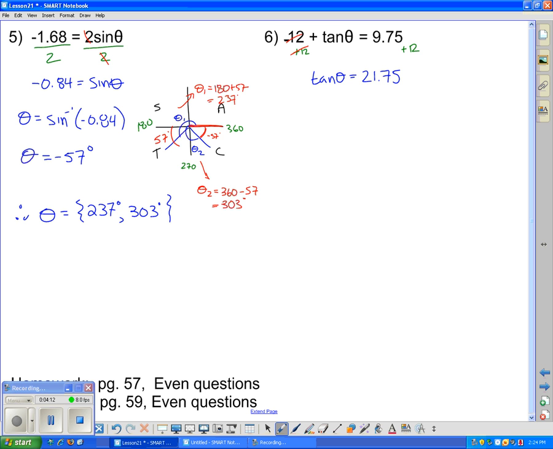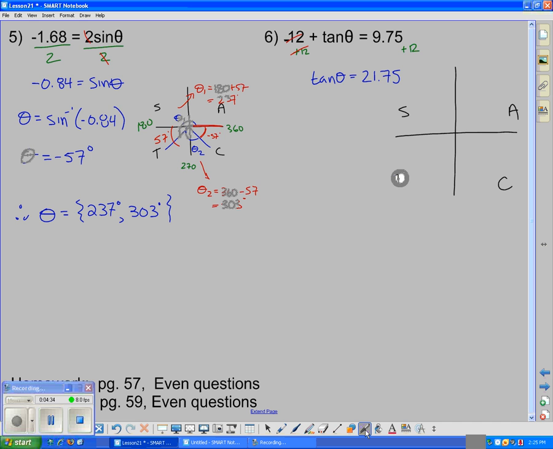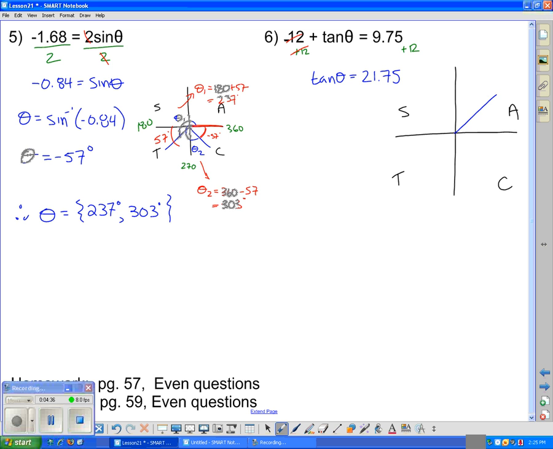So first thing is to remind people that tan can be a large number. Tan can be any number it wants to be. So this is okay. You can't have sine or cos at 21.75, but you can have tan. So CAST rule. So what two quadrants is tan positive in? Tan's positive here, and tan is positive here. So that means that I will end up with one answer in quadrant 1, one answer in quadrant 3. So there are my two angles.